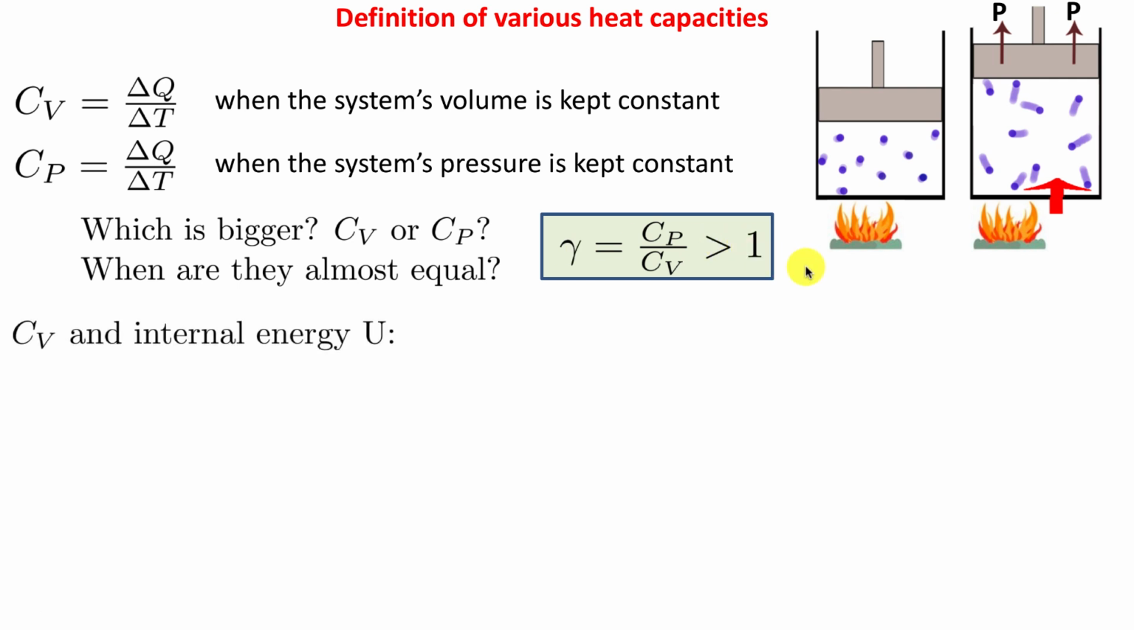That's pretty obvious. Now let's look at Cv and the relation to the internal energy U. Well, the first law of thermodynamics says that the increase in the internal energy of a system is equal to the heat put into the system plus the amount of work done on the system. Now, in this first case, where the volume doesn't change, no work is being done by the system or on the system, and so delta W is 0, which says that delta Q is equal to delta U.